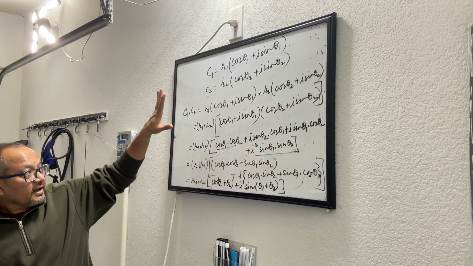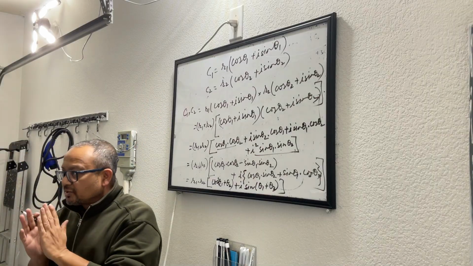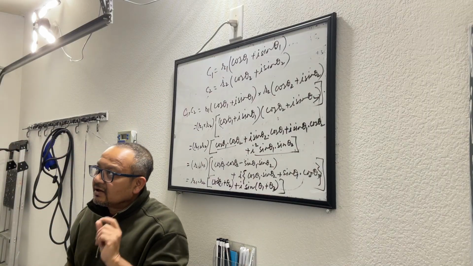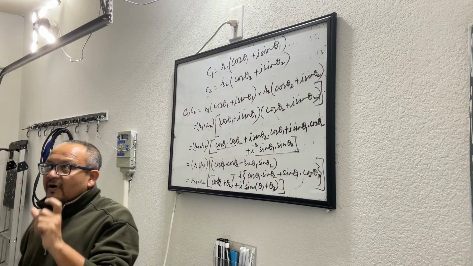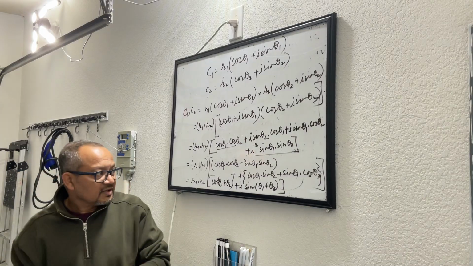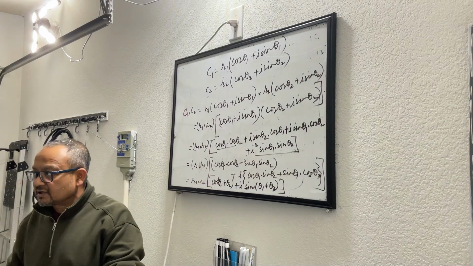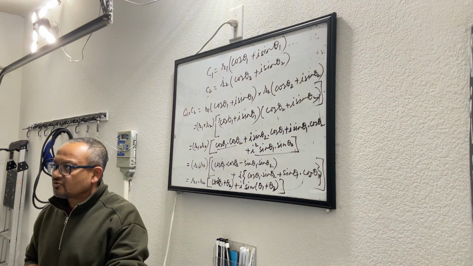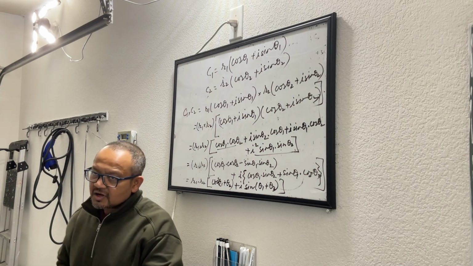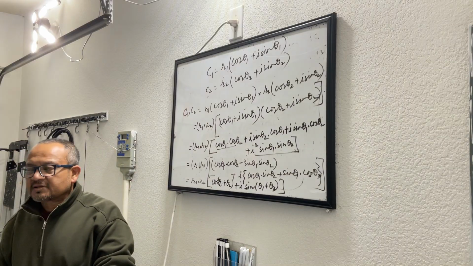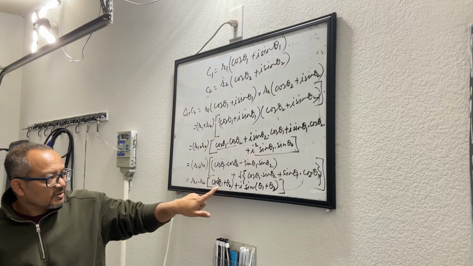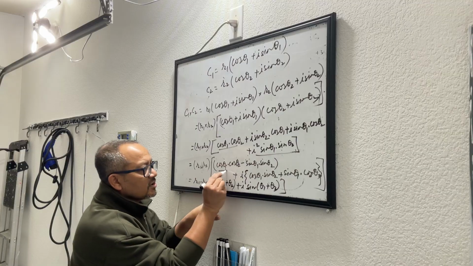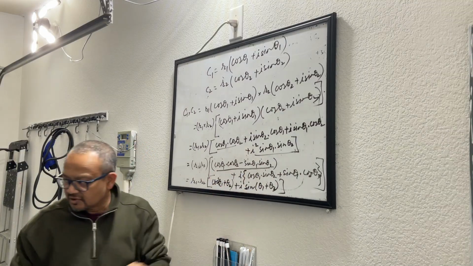Because these are two trig functions with angle additions. These are the formulas: sin theta 1 plus theta 2 equals sin theta 1 cos theta 2 plus cos theta 1 sin theta 2, and cos theta 1 plus theta 2 equals cos theta 1 cos theta 2 minus sin theta 1 sin theta 2.